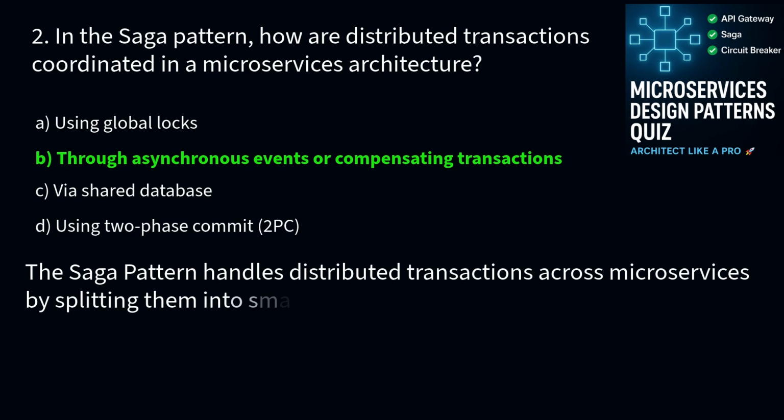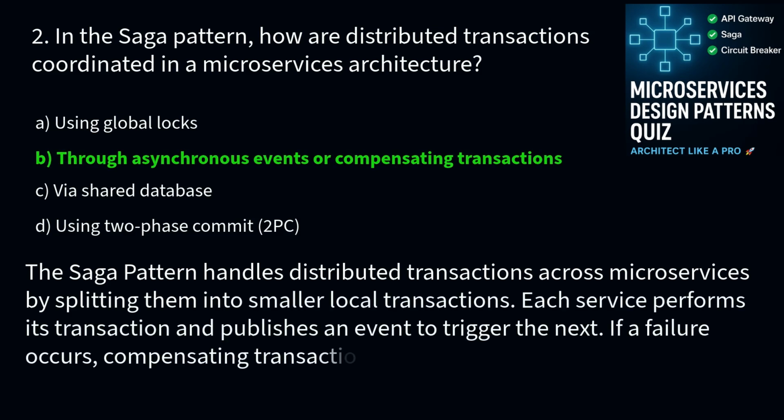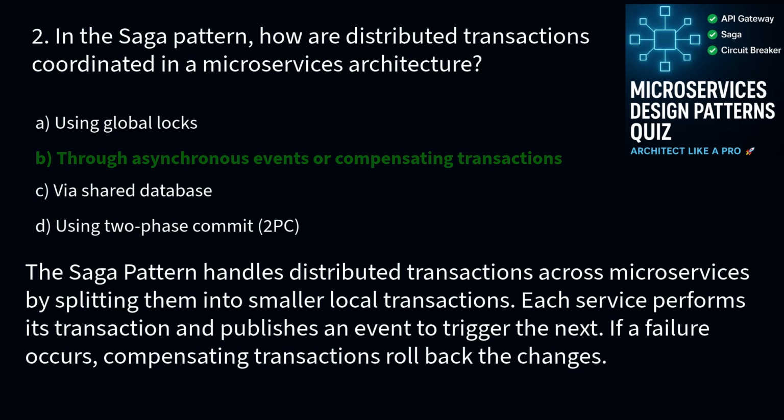Saga pattern. The Saga pattern handles distributed transactions across microservices by splitting them into smaller local transactions. Each service performs its transaction and publishes an event to trigger the next. If a failure occurs, compensating transactions roll back the changes.